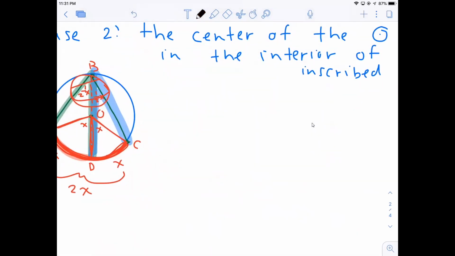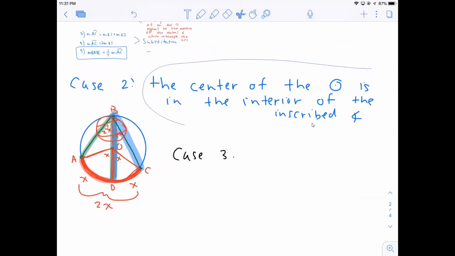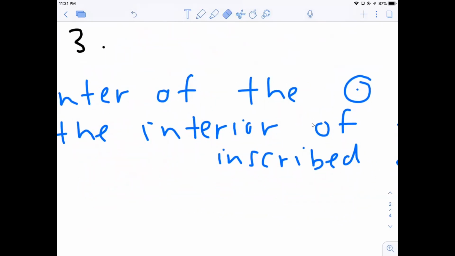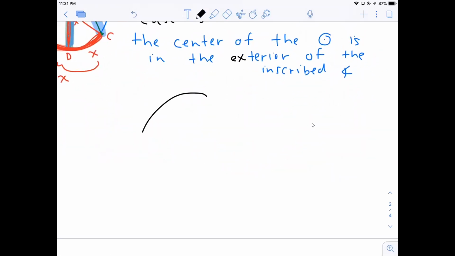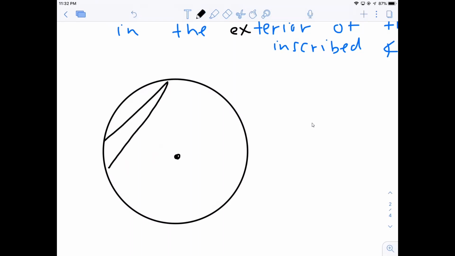And case 3 is going to be super similar. Let me copy and paste this. That is when the center of the circle is in the exterior of the inscribed angle. So that's going to look like, here's my inscribed angle, and let's say here is the center of the circle. Again, we're going to be doing something super similar here. Let me actually draw this inscribed angle a little differently, something like this.